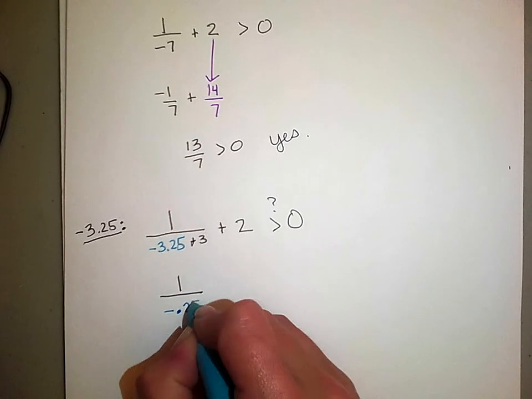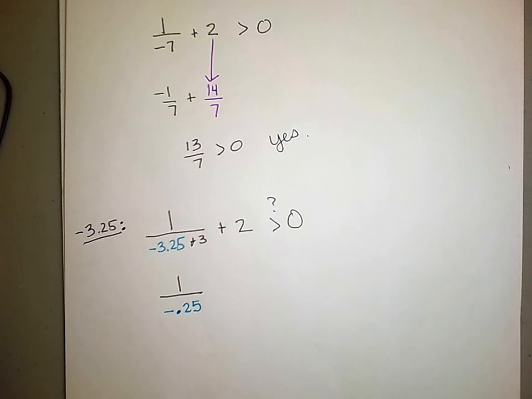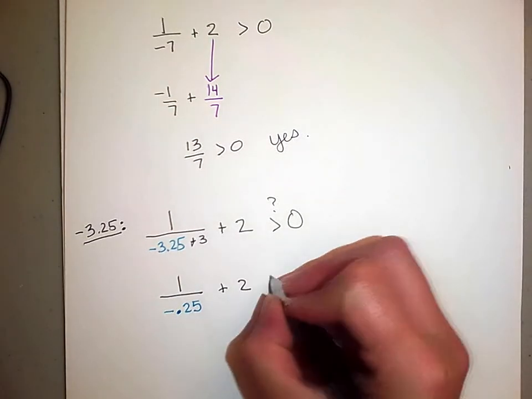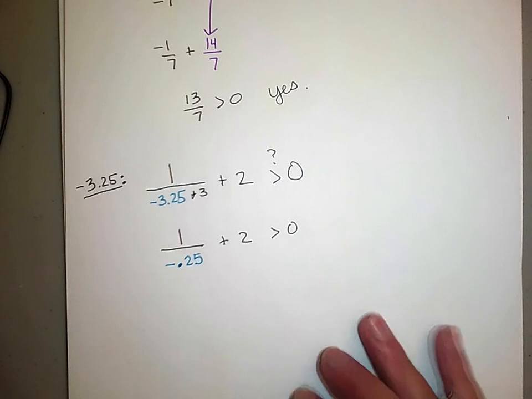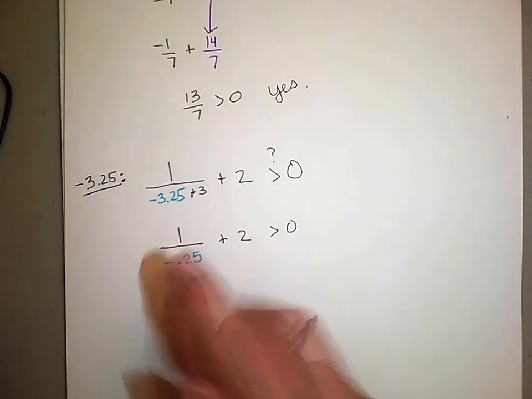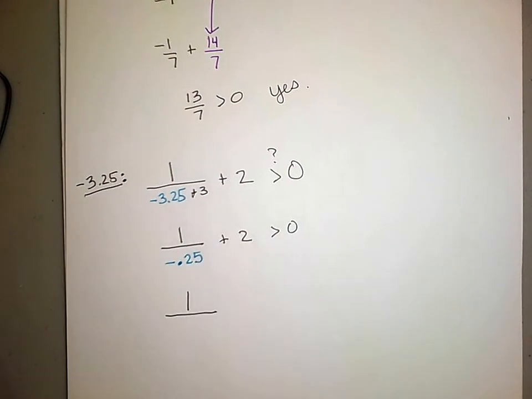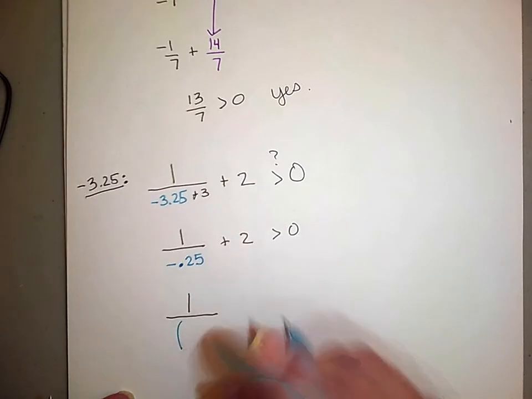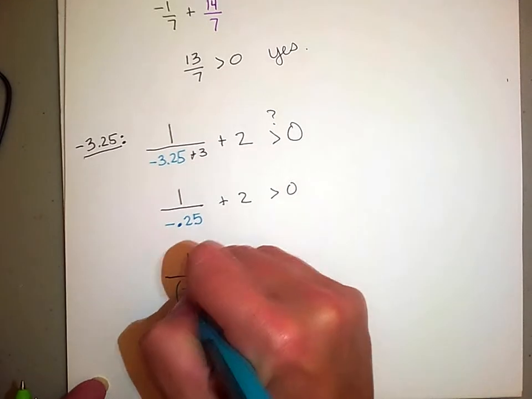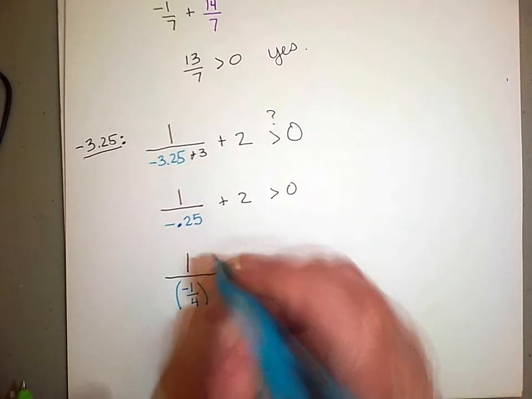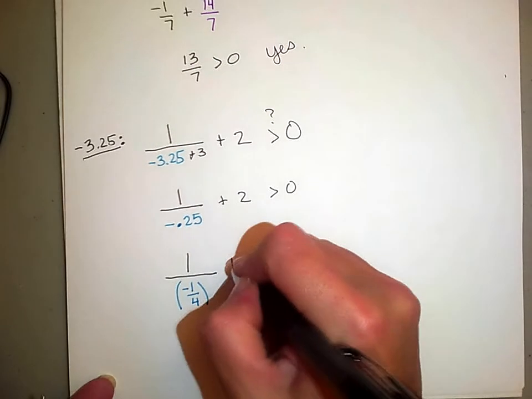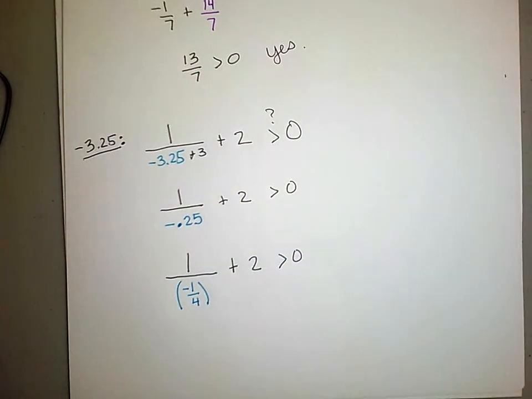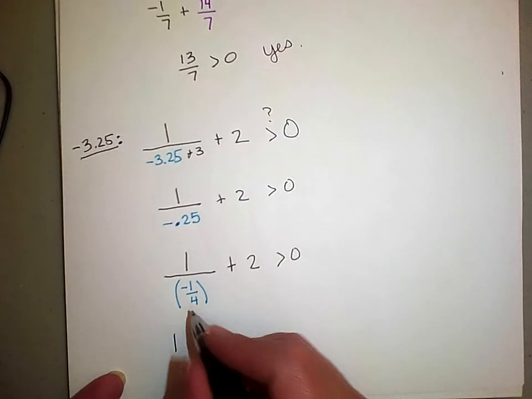Okay. So now, this will become -3.25 plus 3 is -0.25 plus 2. Is that greater than 0? Now, to solve this, we know that negative, let's convert it to a fraction. Okay. We know that negative 0.25 is negative 1/4. And we'll add 2.